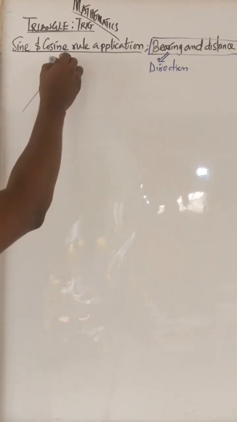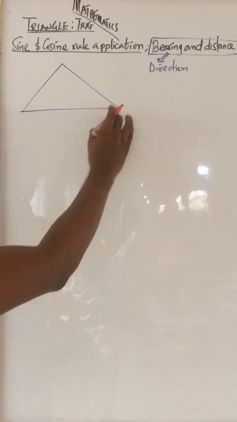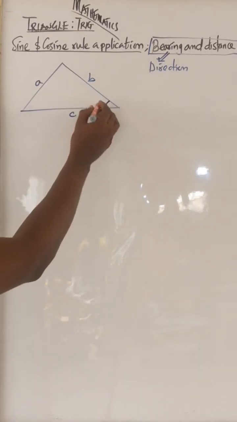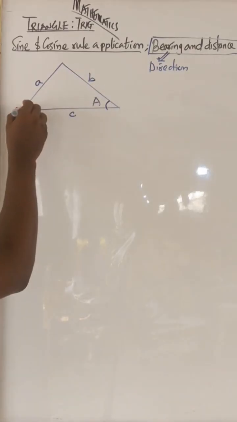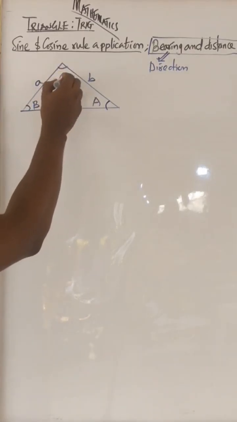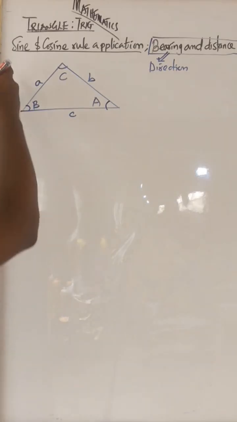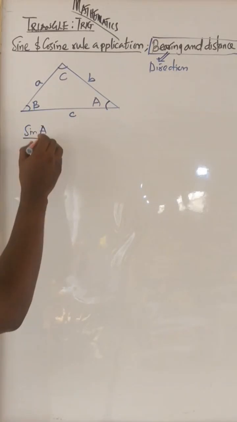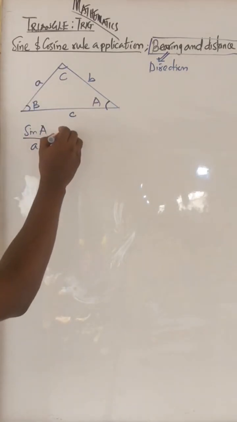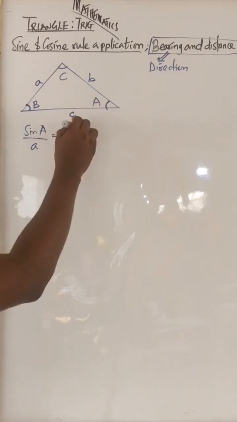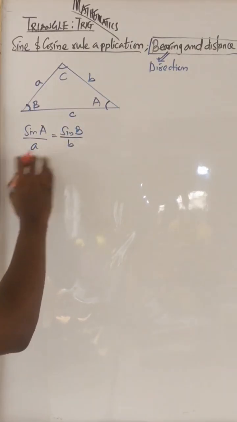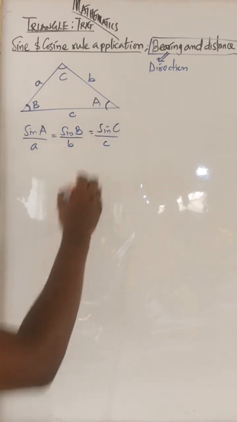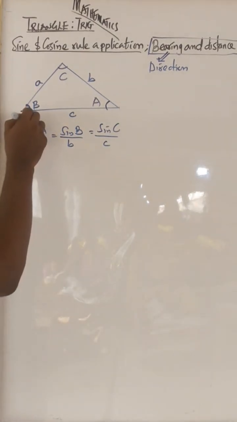If we have a triangle with 3 sides, let's call it A, B, C. The angle facing A, let's call it capital A. The angle facing B, let's call it capital B. And the angle facing C, let's call it capital C. So for sine rule, the sine of an angle, let's say A, divided by the side facing it, small a, equals the sine of another angle B, divided by the side facing it, small b. You can even compare with the third angle, sine C over small c. So this is sine rule.